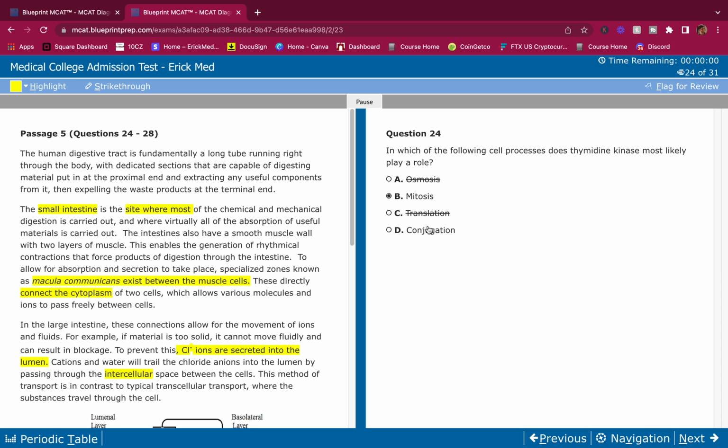Conjugation. This is about those bacteria cells and how they make recombinant DNA with their sex pili. They have the donor and the recipient, all that going on. So this has nothing to do with this. And this has nothing to do with it. This is all about bacteria. So process of elimination, guys, and B makes sense. So we're going to go with mitosis, okay?